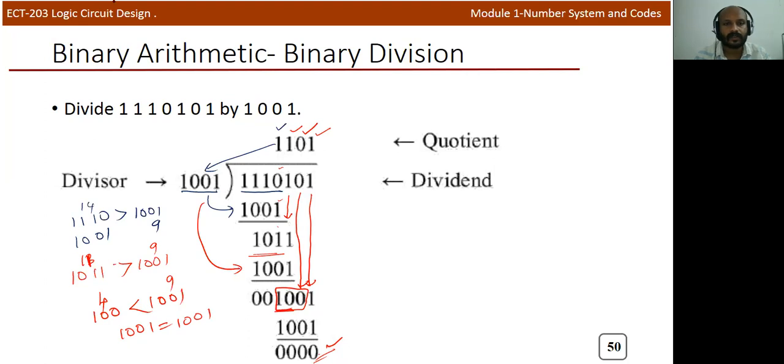Okay, so these are the basic rules and simple examples which show the binary arithmetic operations. So make sure that you are comfortable with the logical operations and binary arithmetic. Okay, binary addition is there and logical addition is there. Okay, you need to differentiate these two. Thank you.